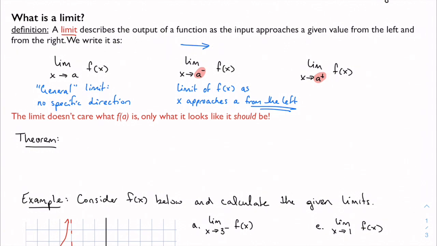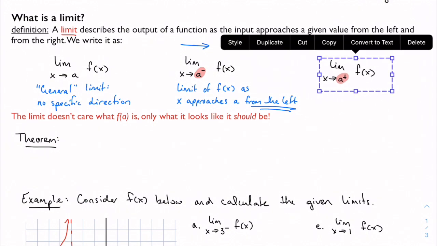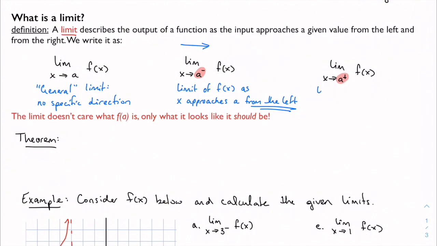Versus in my third case over here, let's move this over a little bit, that plus is going to tell me from the right. So the limit of f of x as x approaches a from the right. So this way, right? From the right to the left.